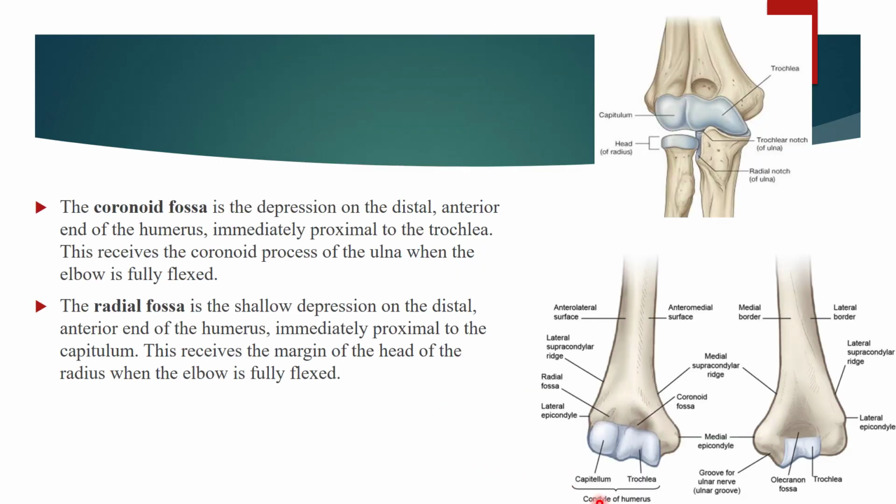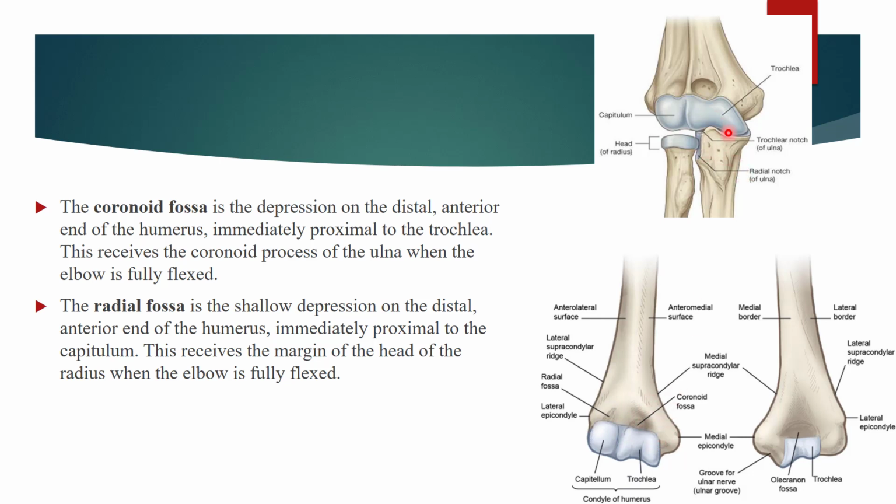Now we will discuss some more structures. The coronoid fossa. See here, this is the coronoid fossa. It is a depression on the distal anterior end of the humerus, immediately proximal to the trochlea. This receives the coronoid process of the ulna when the elbow is fully flexed.